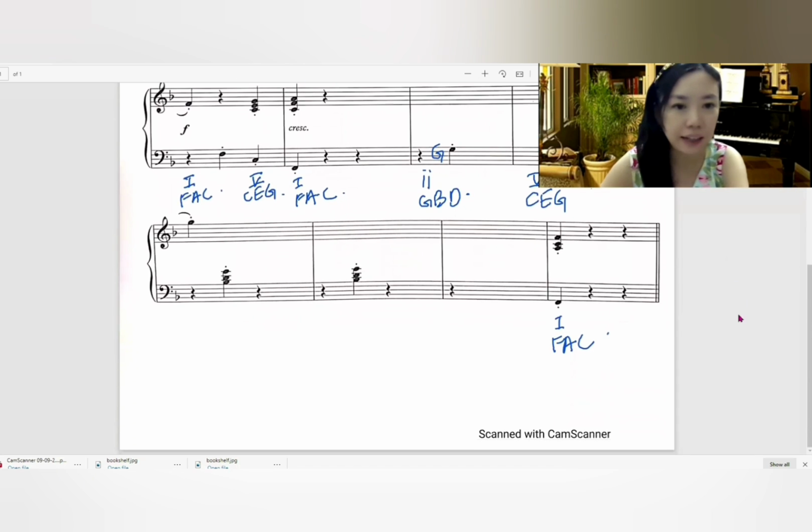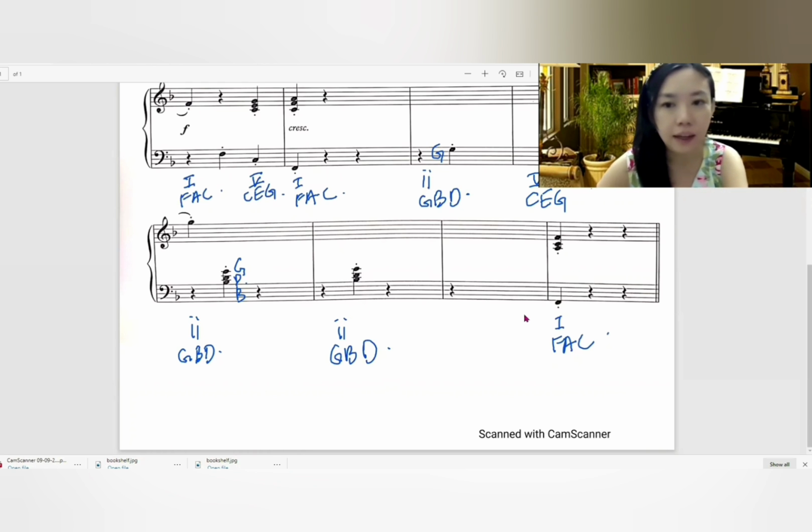And then in the last line, we can put G, B, D, because this is a G, B, and D. They give you the chords. So this one is also the same chord, G, B, D. And at the end, you end with chord 1. The chord that goes to chord 1 is chord 5, which is C, E, G.